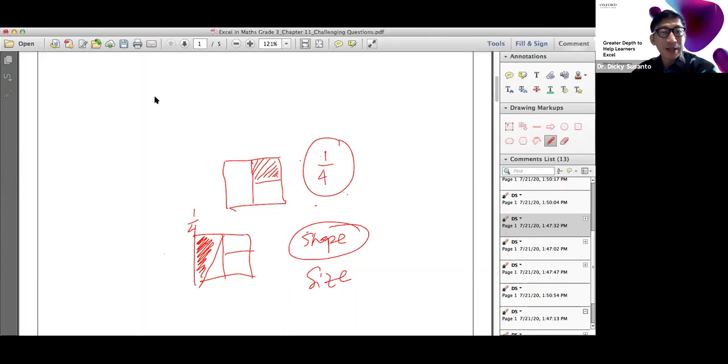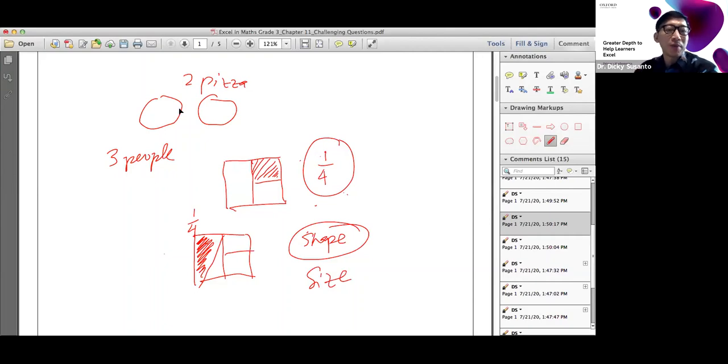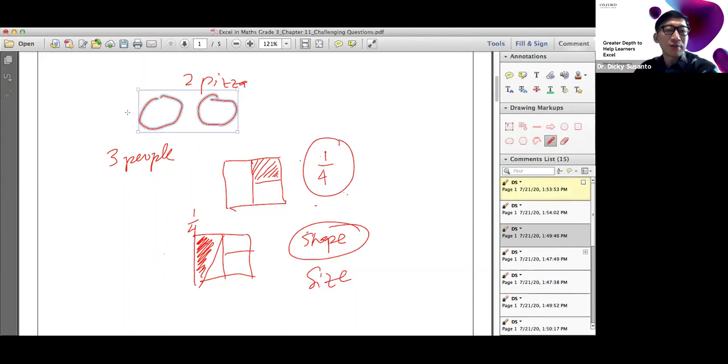So an example is, let's say you have two pizzas, right? And you want to share with, let's say, three people. So what do you do? Well, normally you would cut this into thirds, cut this into thirds, and then split it. This is 1, 2, 3. You share it with 1, 2, 3. So each person gets 1/3 and 1/3, which is 2/3.